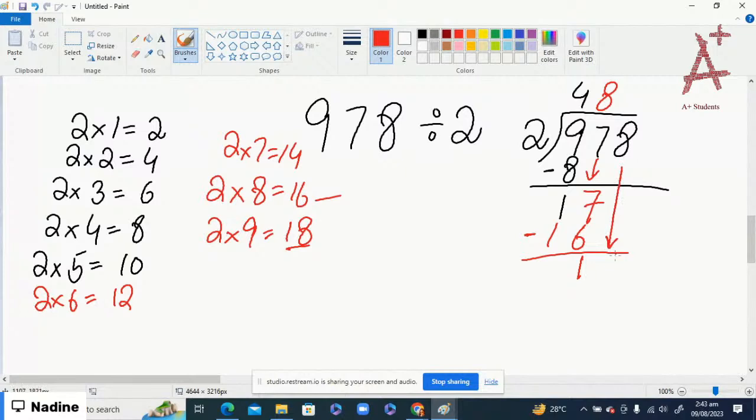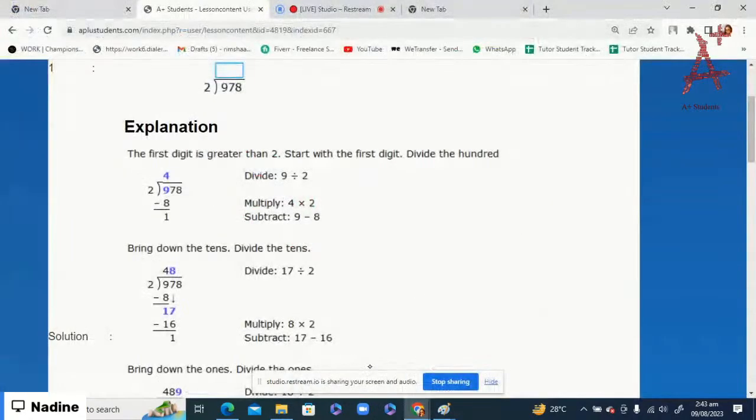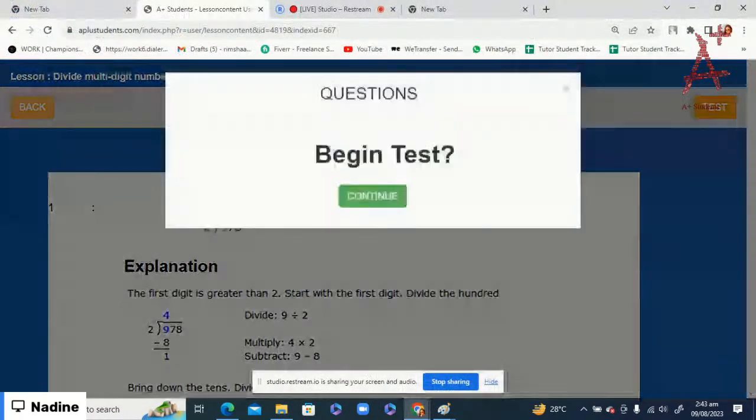Yes. Now here we put down this 8. Is there any table of 2? Is there any answer that is 18? Let's check. Yes, there is 2 times 9 is 18. So here we're gonna put 2 times 9 is 18. Here gonna subtract, then 0. This is your answer. 489 is your answer. Okay. Now let's do the test questions. Then check.